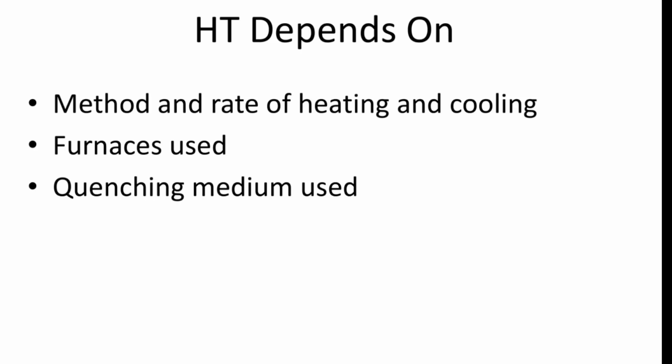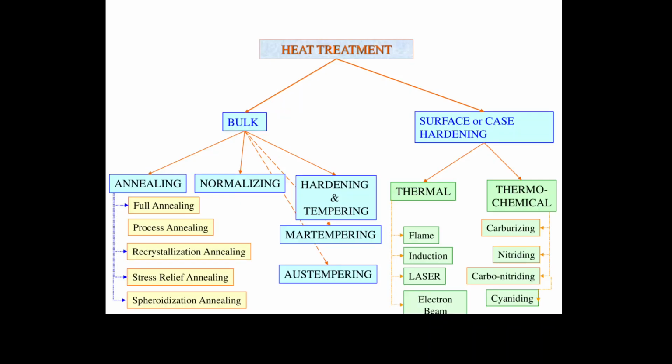Now we see the types of heat treatment process. Generally we can decide two types of heat treatment. One is bulk heat treatment, and the other is surface or case hardening heat treatment. Bulk heat treatment is further divided into the following types: annealing, normalizing, hardening and tempering. Tempering is again divided into mild tempering and hard tempering.